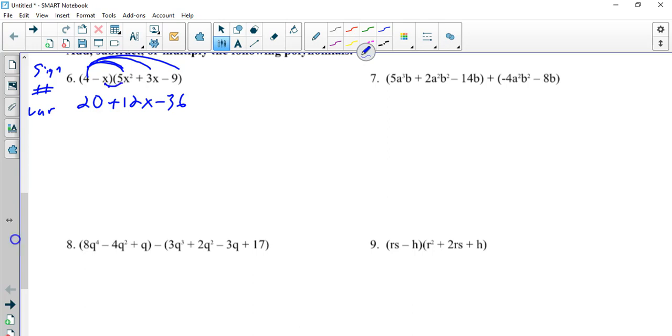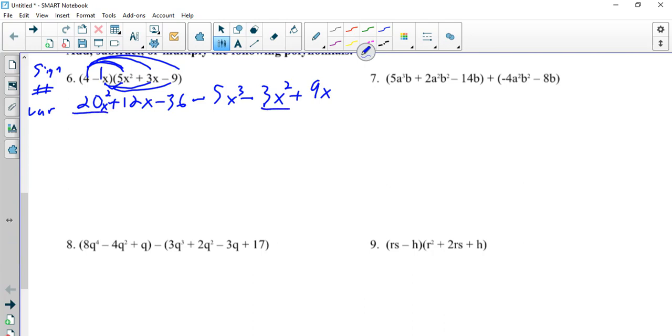Next, we're going to send this in to all 3. So negative times a positive is negative. 1 times 5 is 5. X times x squared is x cubed. Negative times a positive is negative. 1 times 3 is 3. X times x is x squared. And lastly, negative times negative is positive. 1 times 9, and the x just tags along. Oh, I forgot my x squared here. I don't know what happened. Sorry. It tags along. So now, I have an x squared here and an x squared there.